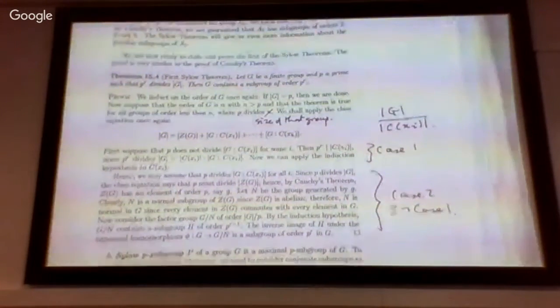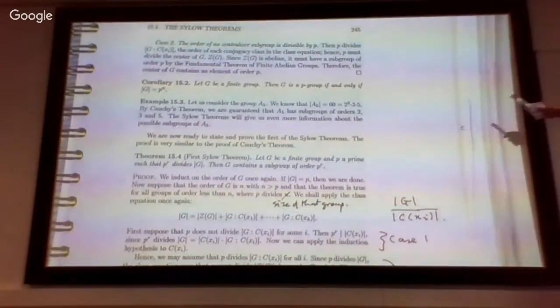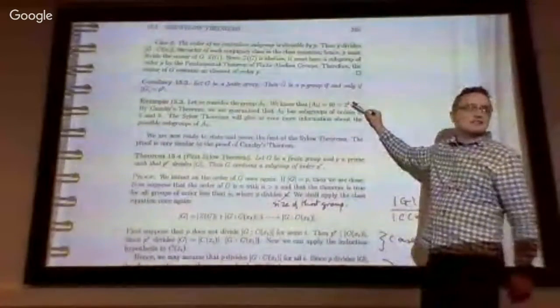So we'll do some exercises on Friday. We'll look at some of the consequences of this. So we now know that A5 does have a group of size 4, because 2 squared divides 60.